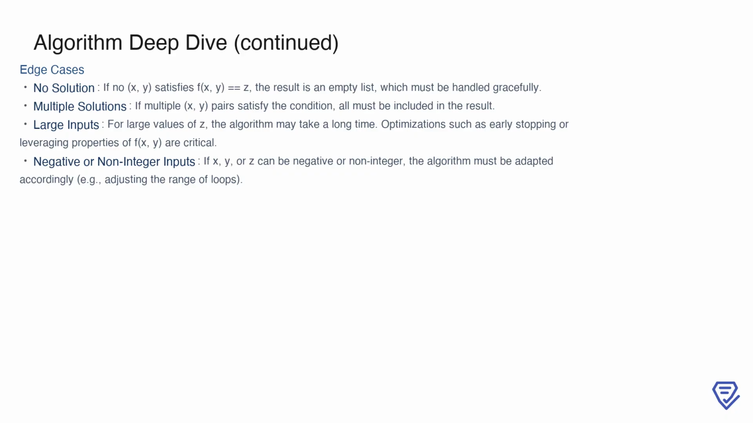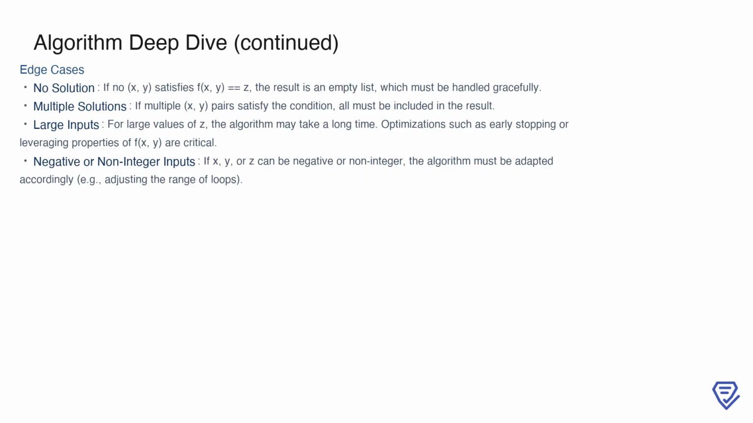Another critical consideration is how the algorithm handles negative or non-integer inputs. If x, y, or z can be negative or non-integer, the algorithm must be adapted accordingly, such as adjusting the range of loops or handling edge cases for the function f(x, y). By carefully addressing these edge cases, we ensure that the algorithm is robust and capable of producing correct results under a variety of conditions.